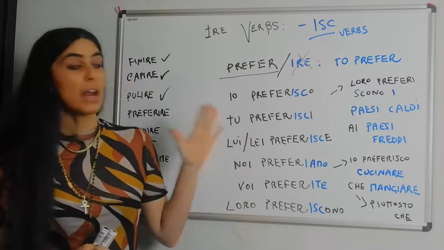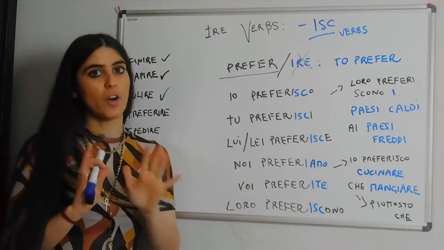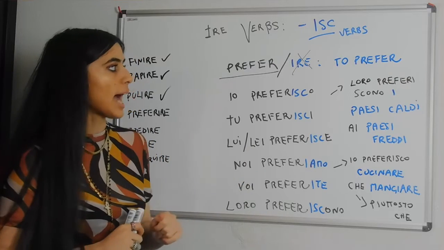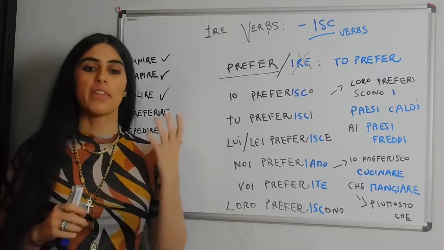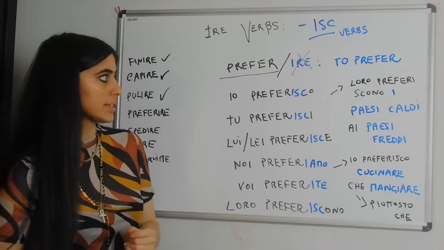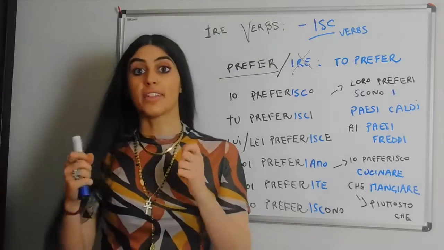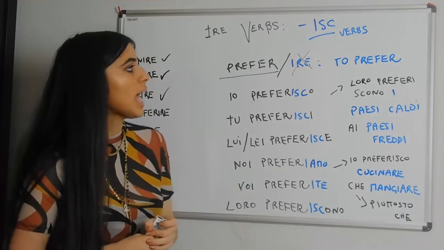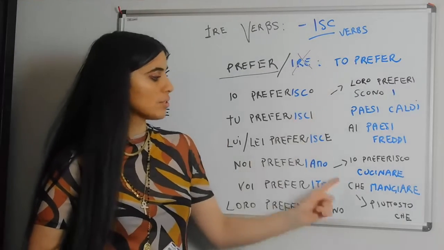Now guys, preferisco is a tricky verb because you could prefer one thing over the other, or prefer doing something over doing something else, right? Or rather than doing something else. And therefore we have two examples here.